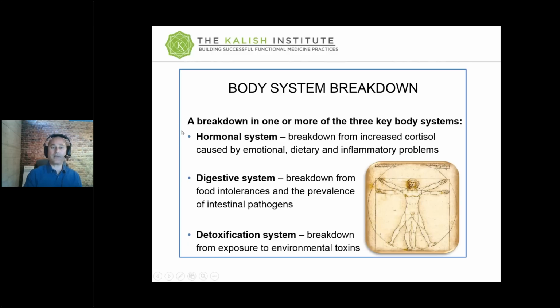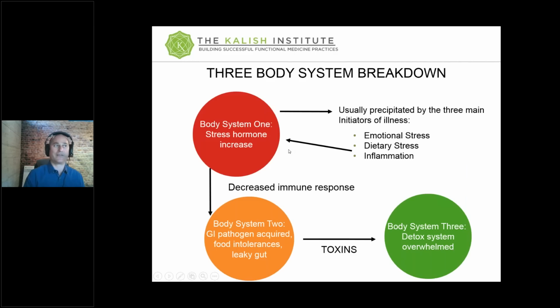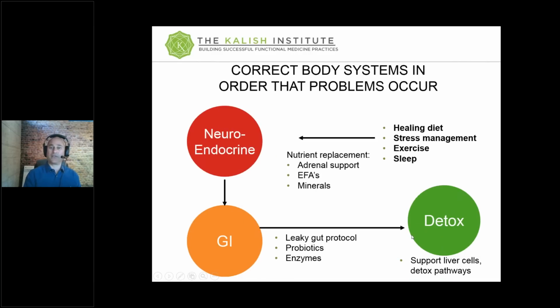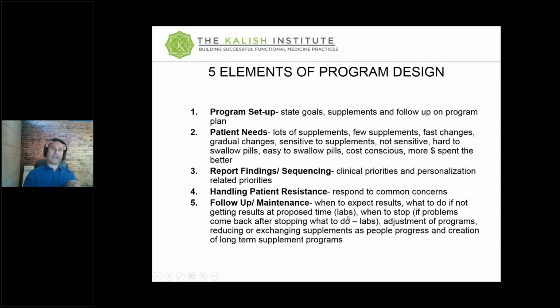I want tonight to focus mostly on program design. When I'm talking about the adrenals, we're talking about the adrenals in the context of all these different body systems. So we've got the stress-related problems, GI-related issues, toxin-related problems, and I'm always trying to explain this in terms of models: neuroendocrine, GI, and detox as a model, right? But then when you want to go to that next level of program design, you want to start to think about, well, how am I going to set up a program that a patient can actually do?